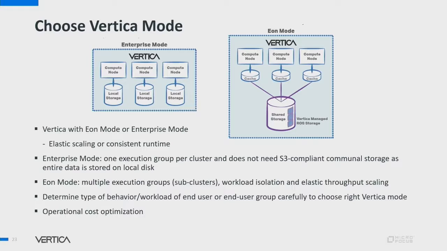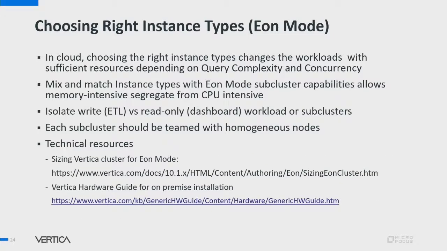So to make the decision of Enterprise mode or Eon mode, we need to determine the type of behavior and workload of the end user or end user group very carefully to secure the operational cost optimization. Once we have made our choice of Vertica database mode, then the next thing to do is to choose the right instance type for the mode. As we now understand, Eon can add or remove nodes very easily, so we can build up some strategies around maintaining the capacity of the Vertica cluster.